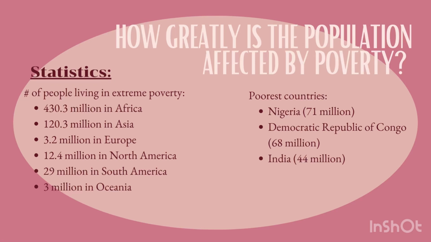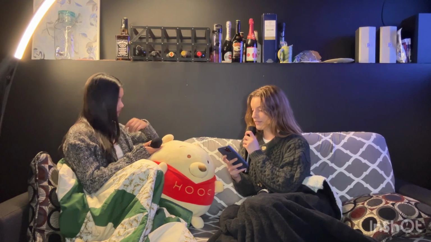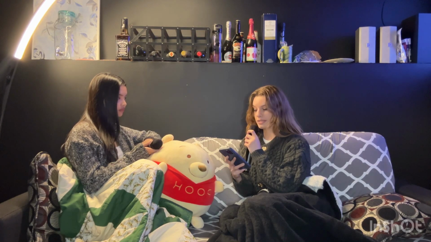430.3 million people live in extreme poverty in Africa, 120.3 million in Asia, 3.2 million in Europe, 12.4 million in North America, 29 million in South America, and 3 million in Oceania. The top 3 poorest countries are Nigeria with 71 million, Democratic Republic of Congo with 68 million, and India with 44 million.